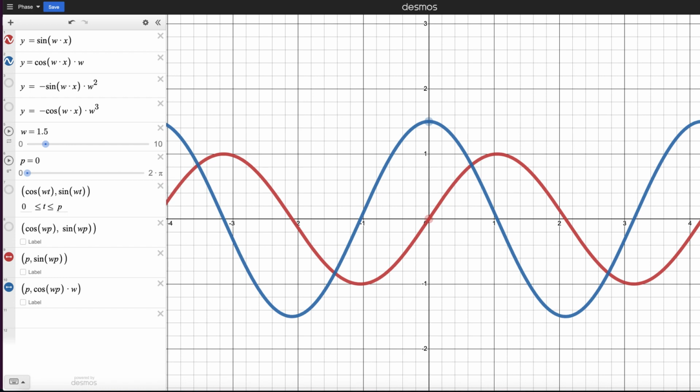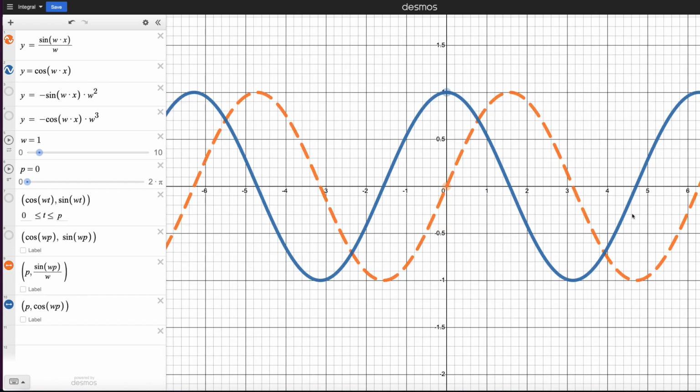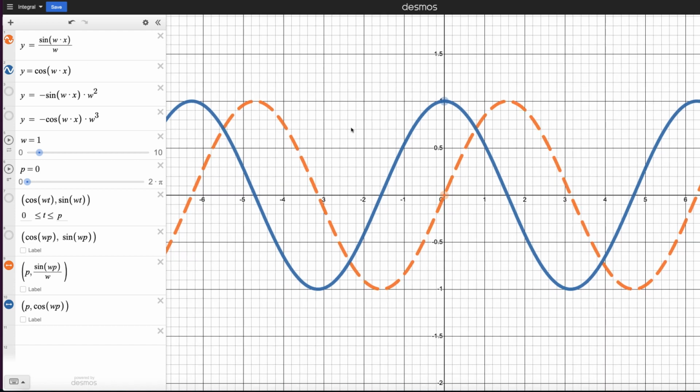Now let's do this in the opposite direction. So let's look at the integral. So what I'm going to do is start with this blue curve, which is cosine of wx. And what I'm going to do is look at the integral of this, which is sine of wx divided by w. Once again, just due to the chain rule. And now I want to show what happens as we vary w. Notice how in this case, we actually see a phase shift of 90 degrees in the other direction.